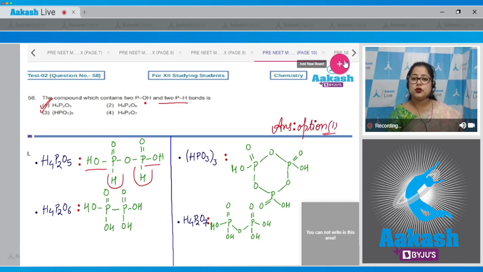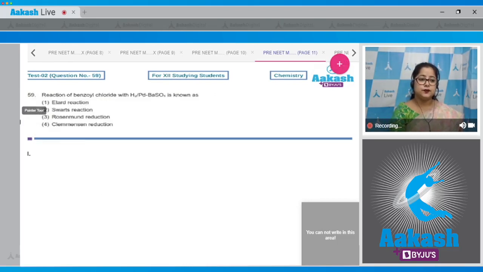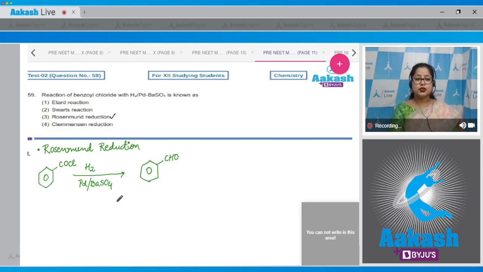Moving to the next question, students, which is question number 59. Let's read it. Reaction of benzoyl chloride with H2, palladium BaSO4 is known as. Students, acyl chlorides are hydrogenated over catalyst palladium on barium sulfate to give benzaldehyde, and this reaction is known as Rosenmund reduction. So it is very clear that the correct answer is option number 3. I'm writing this reaction. Students, this reaction is Rosenmund reduction.